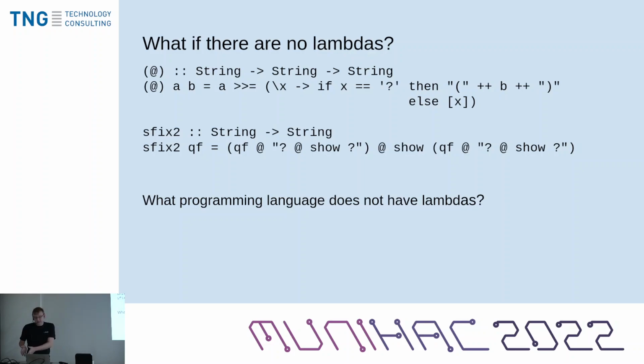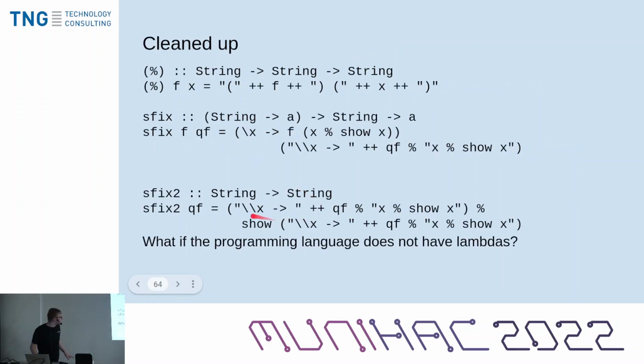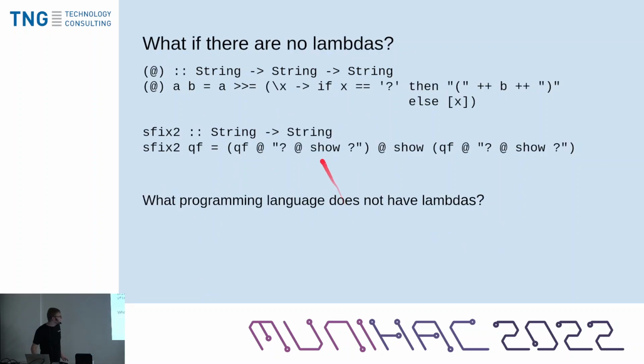If you cannot program in a language with functions, well, you can have at least metaprogramming with functions. And this sfix2, maybe I should have written them side by side. This and this are exactly the same, except that I removed the lambdas, and instead of x's, I have those question marks. Those are the placeholders, and we will replace them with the function argument when we are doing staged application. But the question is, what kind of programming language does not have lambdas?